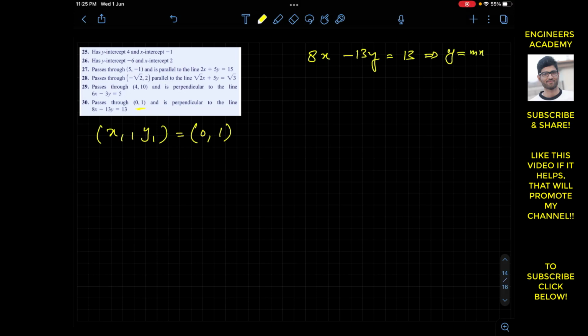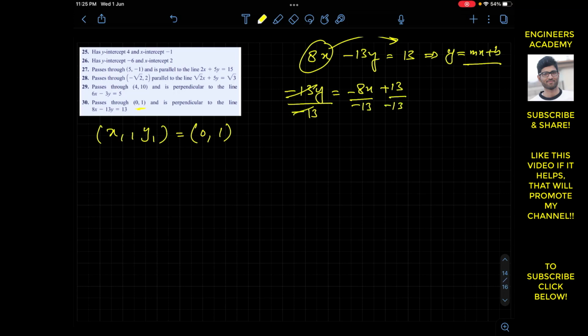This is y equals mx plus b. We need to convert it to this particular form. For that we need to bring this 8x to the other side of the equation, so it will become negative. So we will have minus 13y equals minus 8x plus 13, and then we have to divide both sides of the equation by minus 13. So the minus signs will cancel out, and y will equal 8 divided by 13 x, and this will give us minus 1.